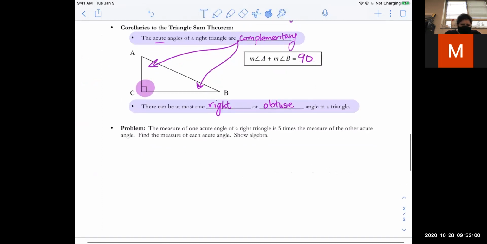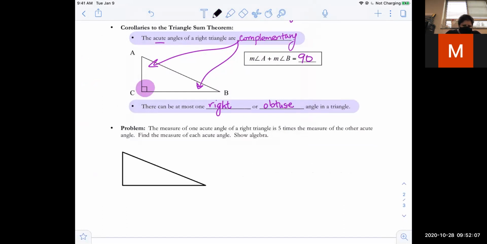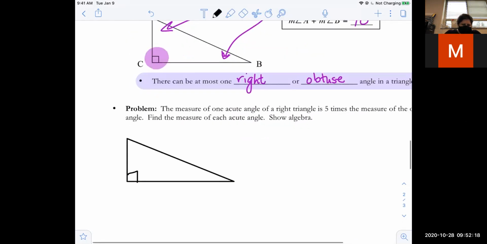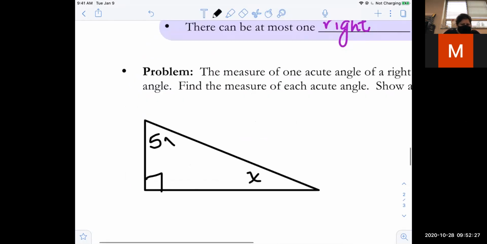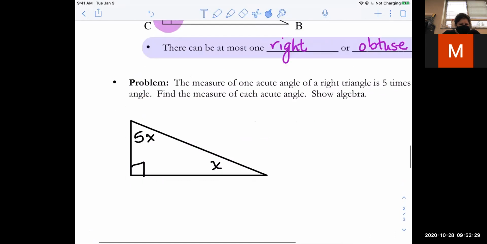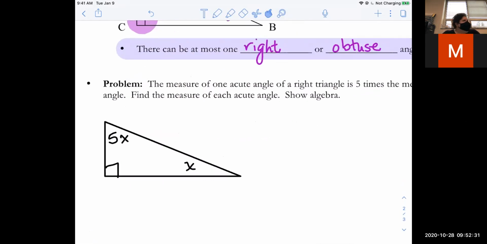Okay, so last problem here. You're given a right triangle, so let's draw a right triangle here. I'm going to make sure you know it's a right triangle by putting the little right angle mark, the perpendicular mark, down there. The measure of one acute angle of a right triangle is 5 times the measure of the other acute angle. So if I call this one x, the other acute angle will be what? 5x. One of the acute angles is 5 times more than the other. Find the measure of each acute angle.